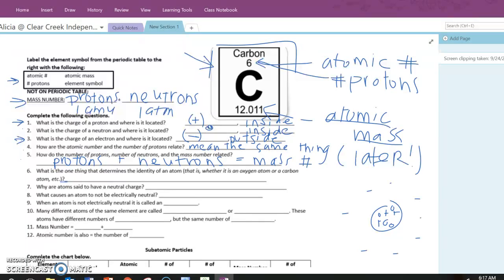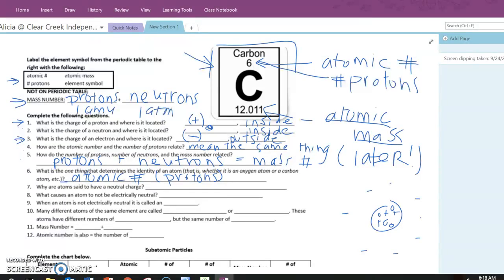Okay, what is the one thing that determines the identity of an atom? So that is whether it's an oxygen atom or a carbon atom. And that is the atomic number, which, take a second and think to yourself, what does that represent? What subatomic particle does the atomic number represent? Its number of protons.